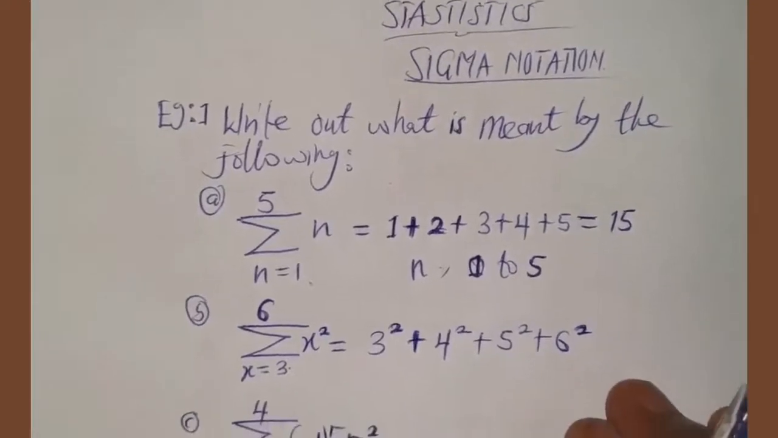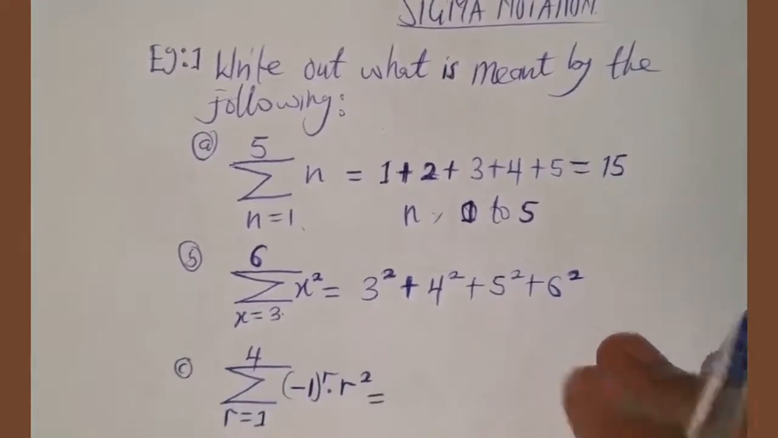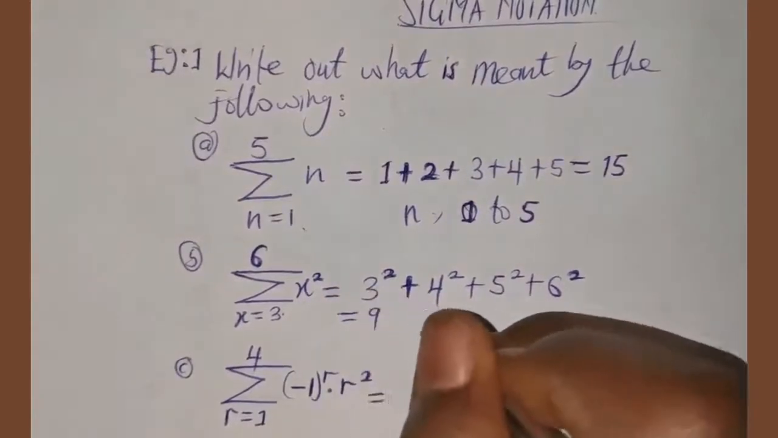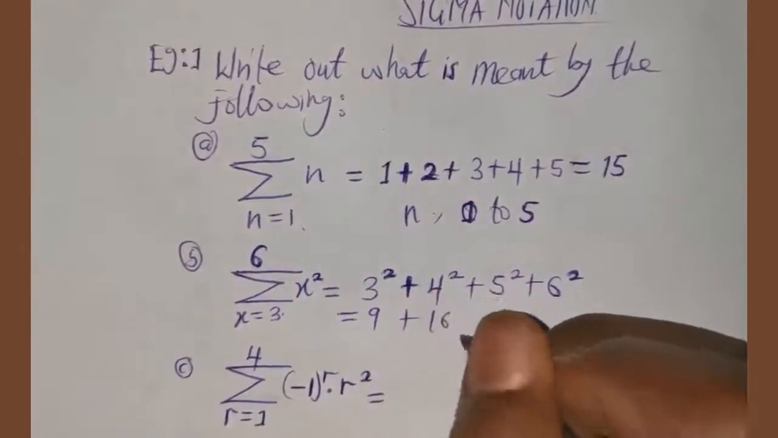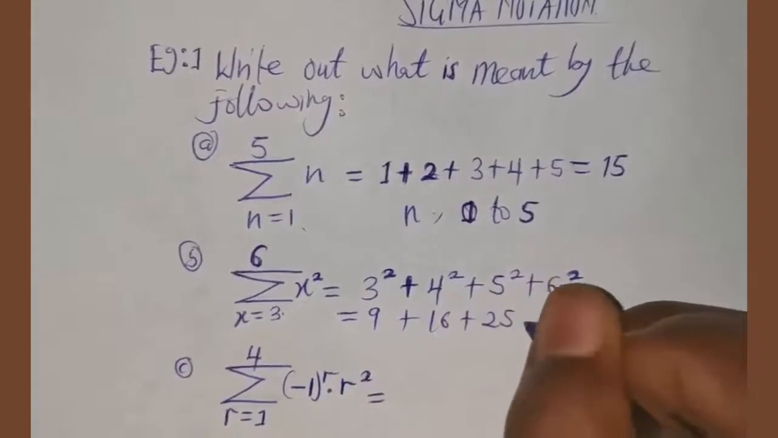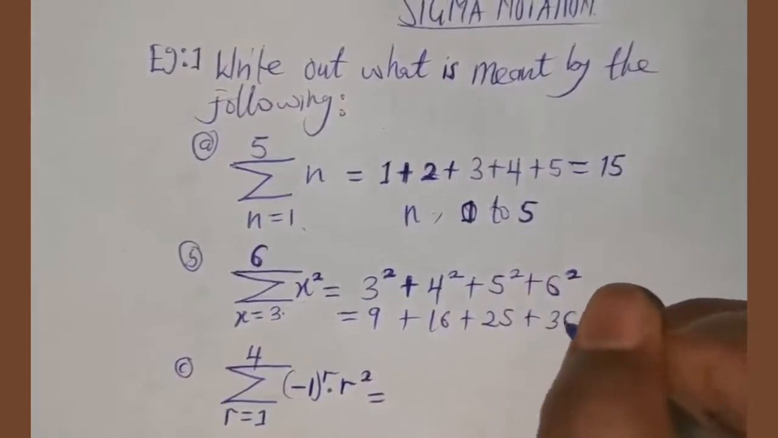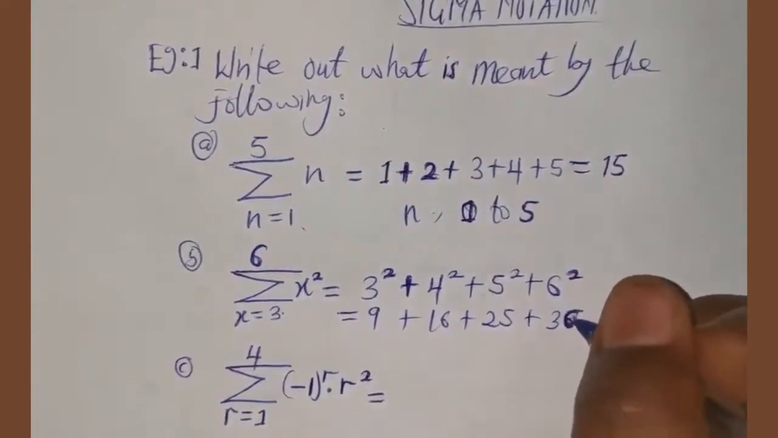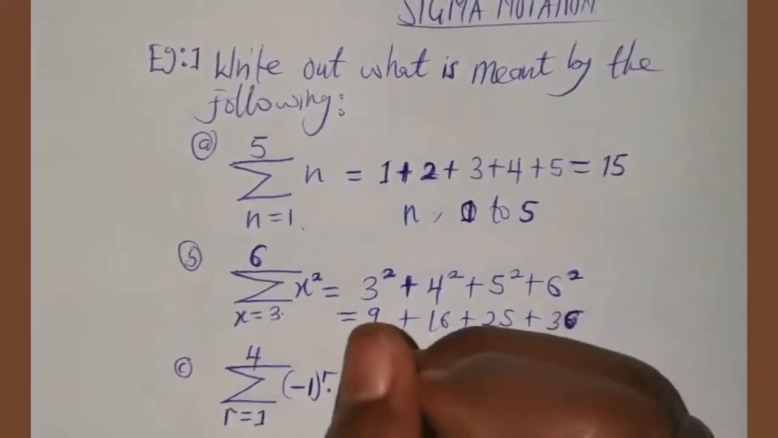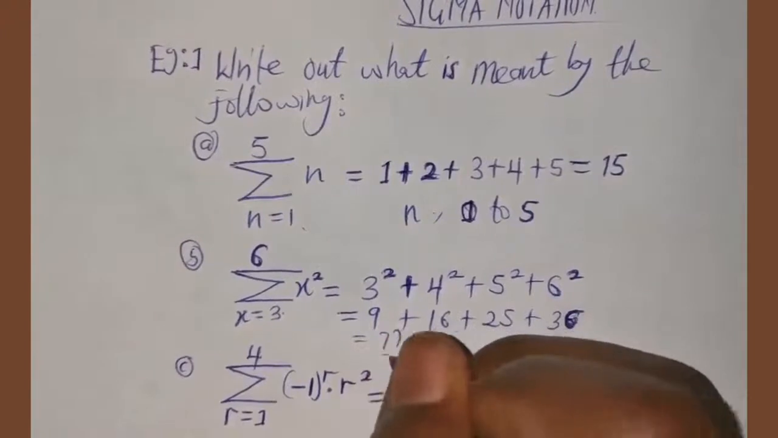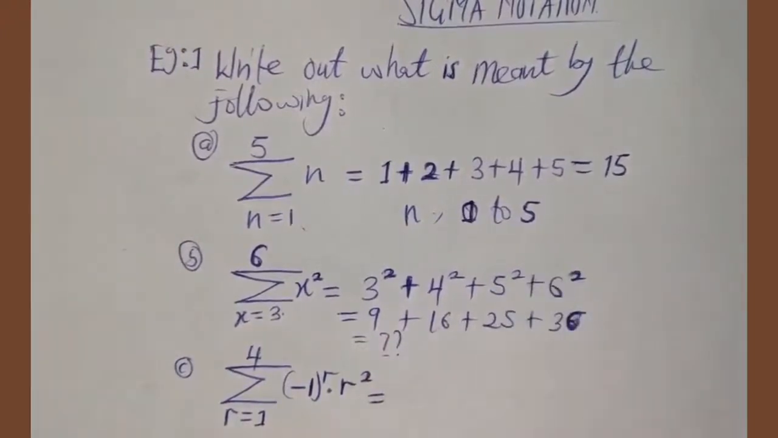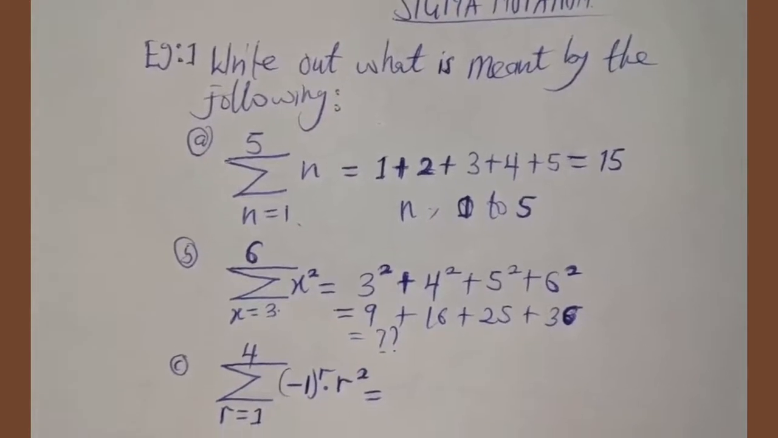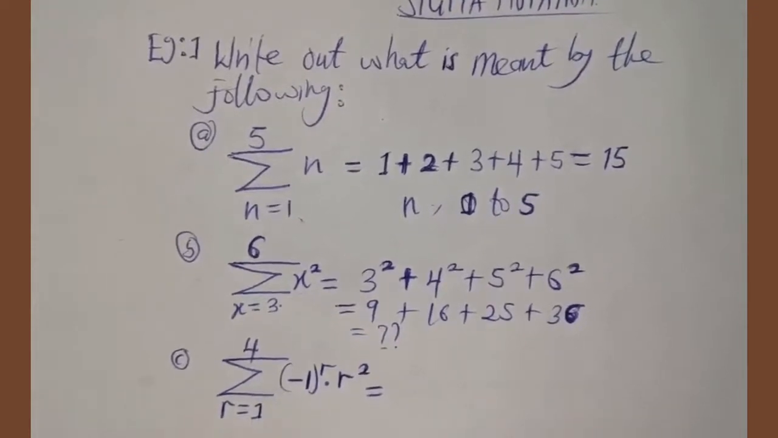Then finally, you can simplify further: 3 squared is 9, 4 squared is 16, 5 squared is 25, then 6 squared is 36. When you add them, you get the final answer. I'll leave the final answer for you to work out. Work it out and put the value in the comment section. I'll take it.